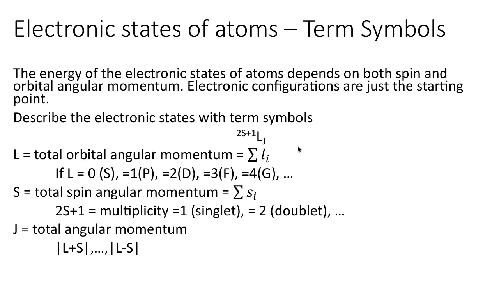And then J is our total angular momentum and is based on the L and S for the system. You can have multiple J's for a given term L and S, and it can range from L plus S all the way down to L minus S. Okay, so you have a number of those.